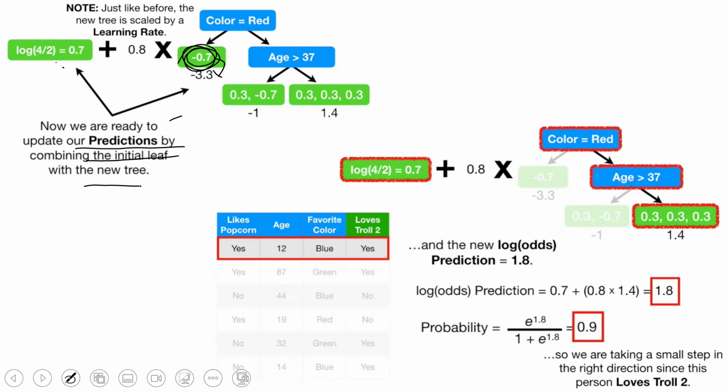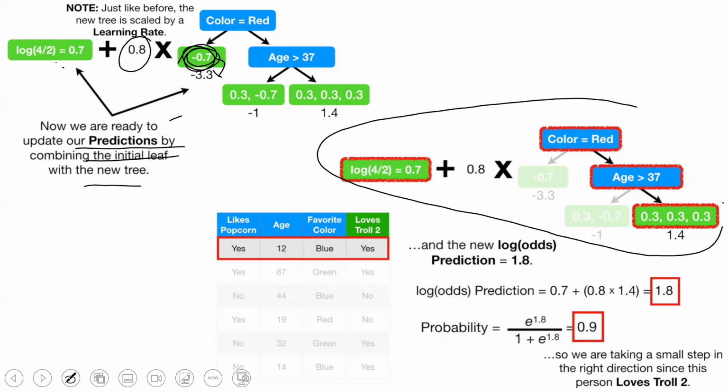Just like before, we take the learning rate, which is 0.8. Now you have a complete tree with the transformed values. So now you again do the log of odds prediction. For this particular sample, what is the log of odds prediction? Initially, it is 0.7. Color is equal to red, which is false, so it goes here. Here it is blue, so it is not equal to red, and it comes here. A is greater than 37? A is 12, so it is false. So it falls here.